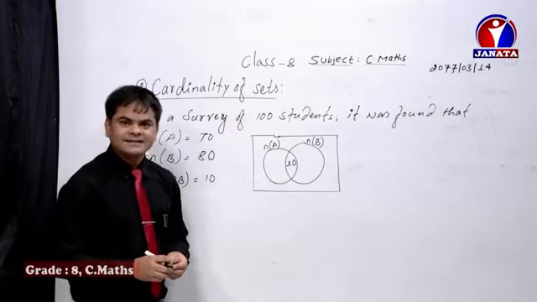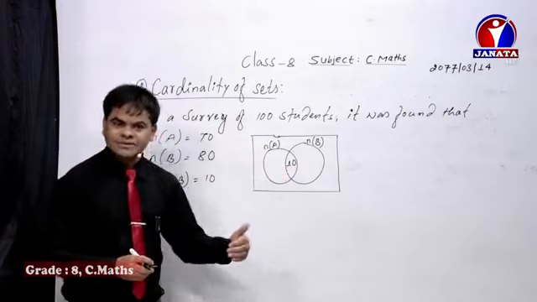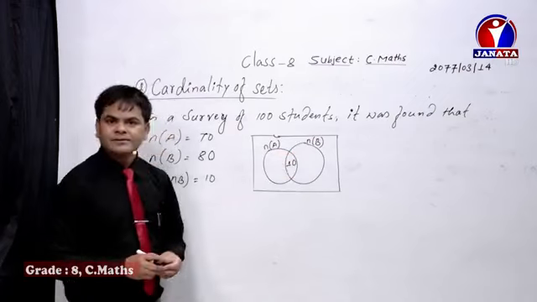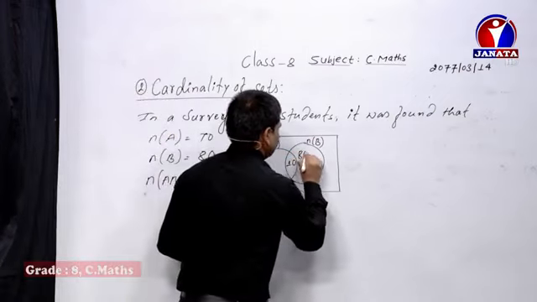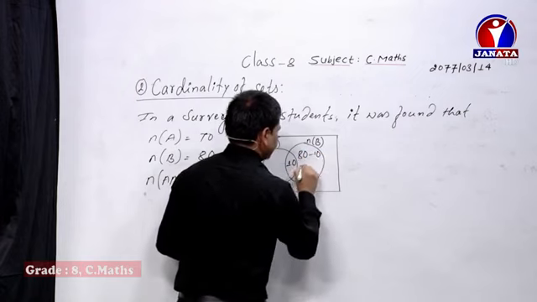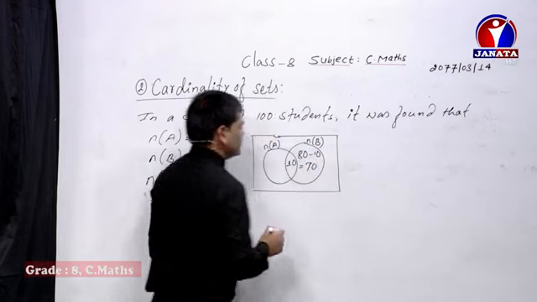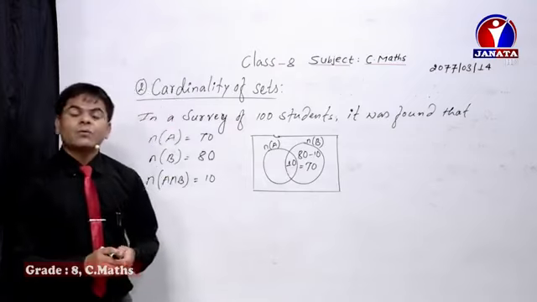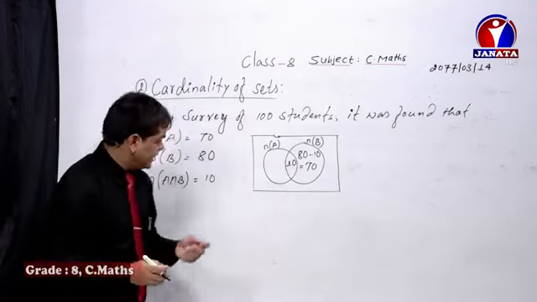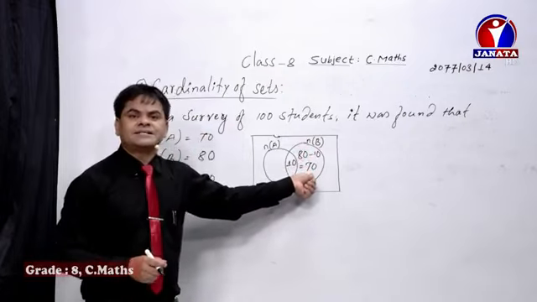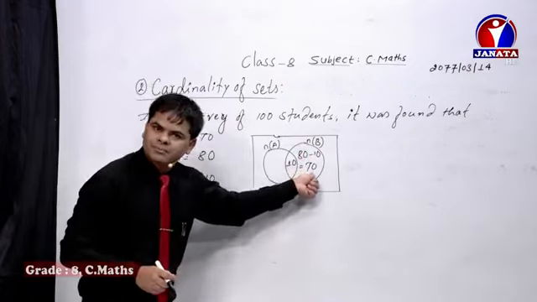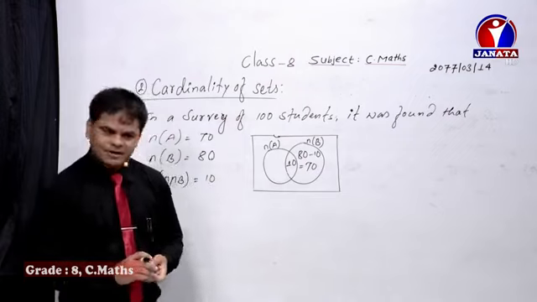To be 80. As 10 is already included, how much to be kept in here? 70. So 80 minus the intersected value, it equals 70. That means we need to keep 70. And what we have to understand, dear student, is that banana-only-liking people are 70. There are 70 people who like to have only banana.